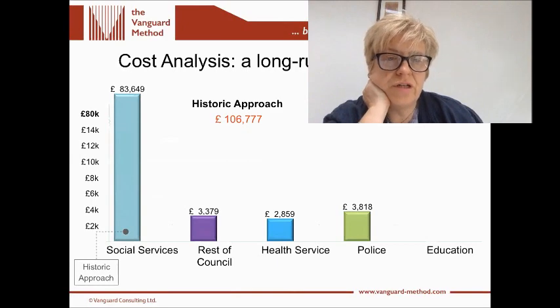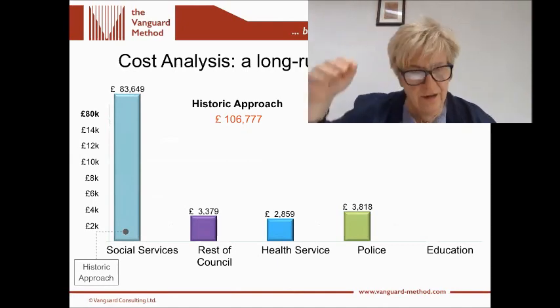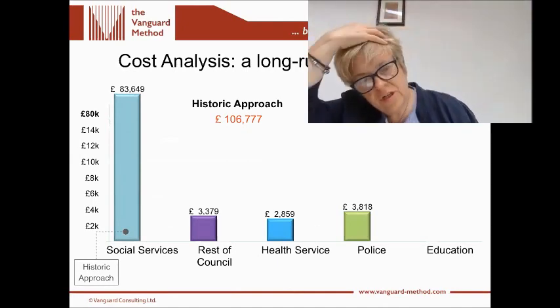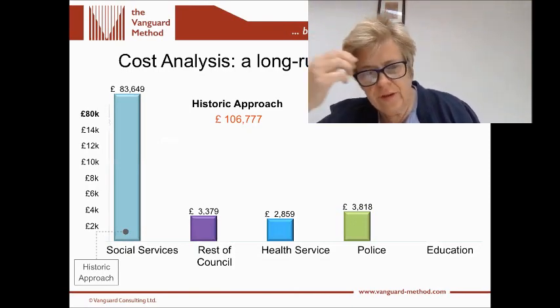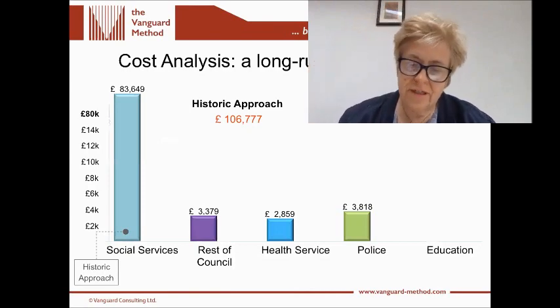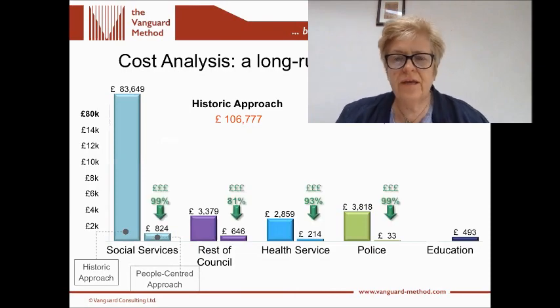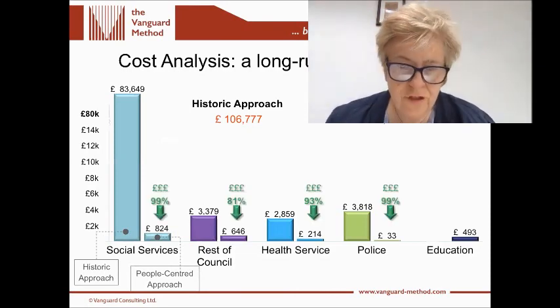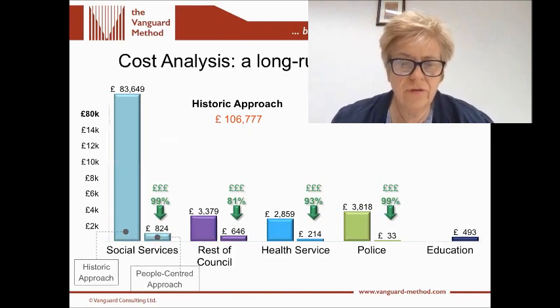So the historic approach, as you can see, cost around £106,000, almost 107, on this long-running case known to multiple organisations. When the organisations studying and evaluating this system learnt enough to know that they had to do something different, they experimented. What they discovered was that by being more people-centred, focusing on the individual, the savings could be immense, and the costs were around 2,210.